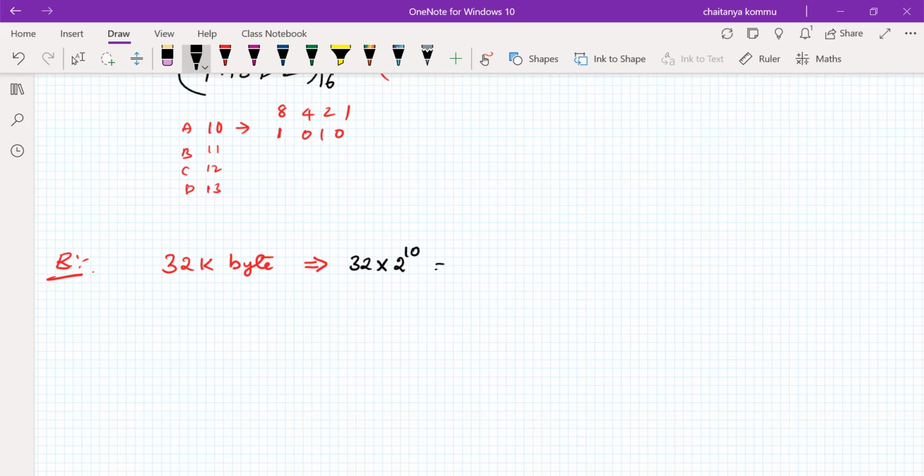So therefore, what to multiply this? Use the calculator and multiply this one, and these many number of bytes is what you can see. Nothing more than that. Okay. These many number of bytes.